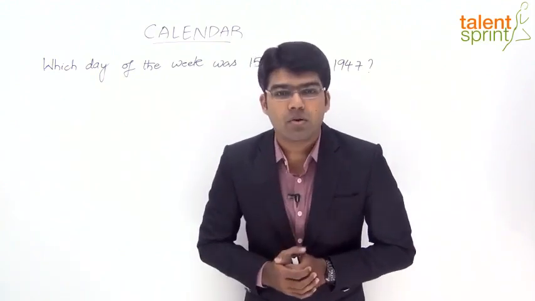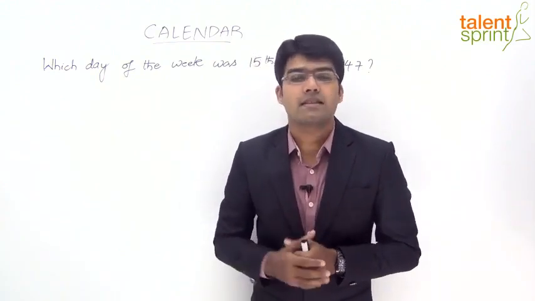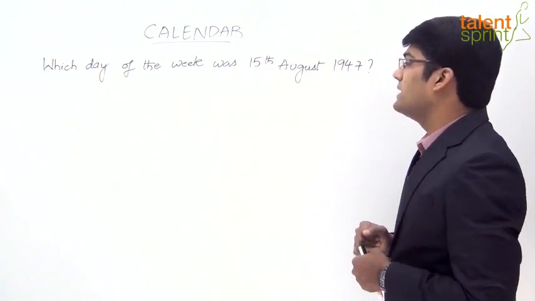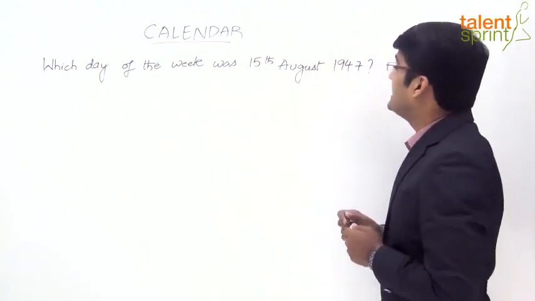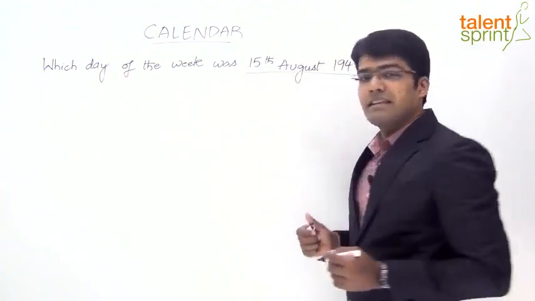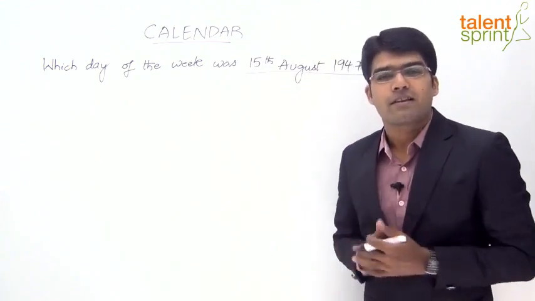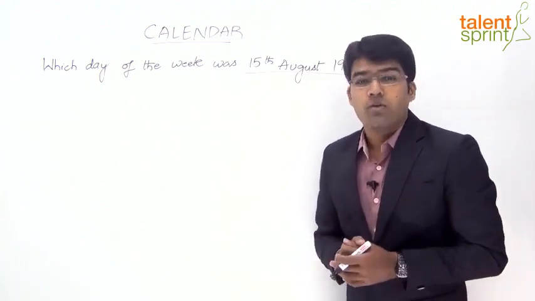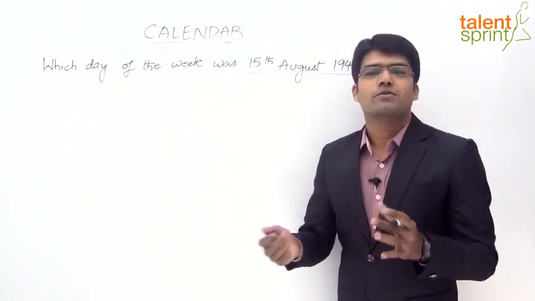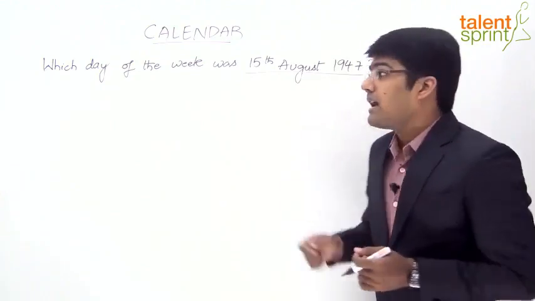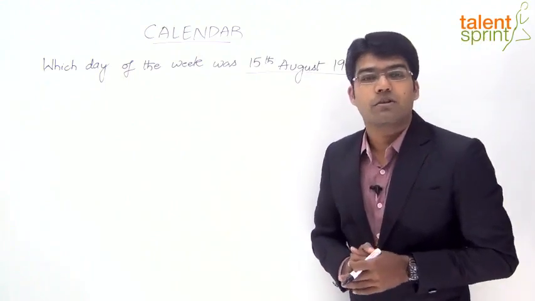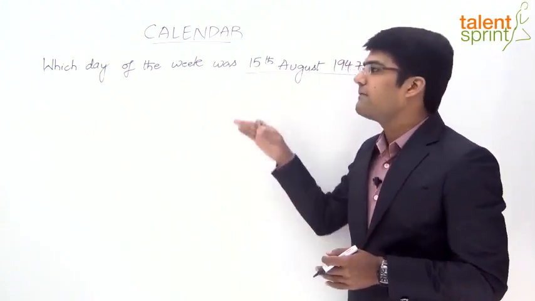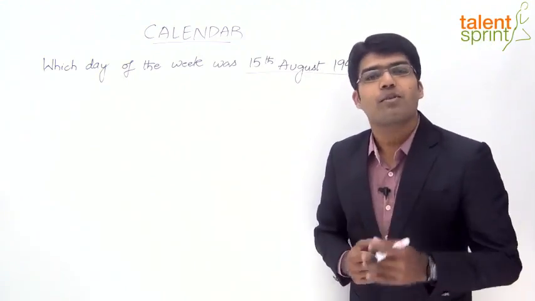So let's see how our knowledge of the number of odd days helps us in finding out the day of the week. The given question here is, which day of the week was 15th August 1947? 15th August 1947, a historic day for us, that is the Indian Independence Day. And I'm sure some of you would already know which day of the week it was without having to do any calculation. But let us see how we can calculate the day of the week for 15th August 1947. For those who remember, it was a Friday. So let's see if we get the same day through our calculation of the number of odd days.